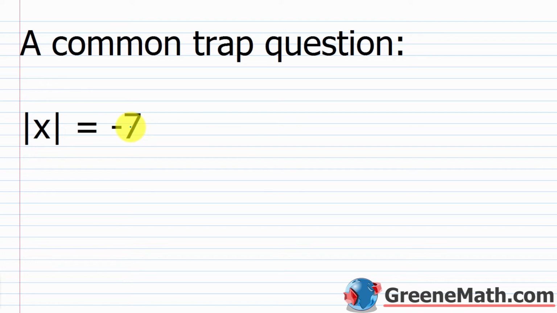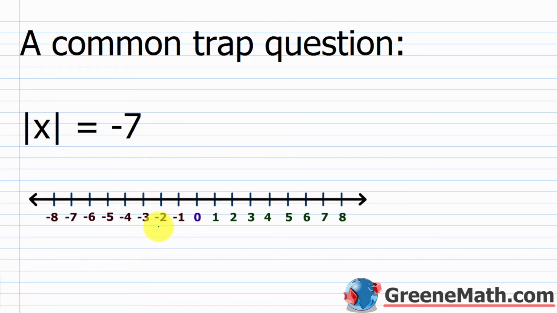Go back to a number line, and I'll bring one to the screen there. Tell me what number you have that has a distance from 0 of negative 7. It doesn't exist. You might say, oh, well, 7. No, it doesn't work that way. 7 has a distance of 7 units away from 0, right? If I counted, it'd be 1, 2, 3, 4, 5, 6, 7.